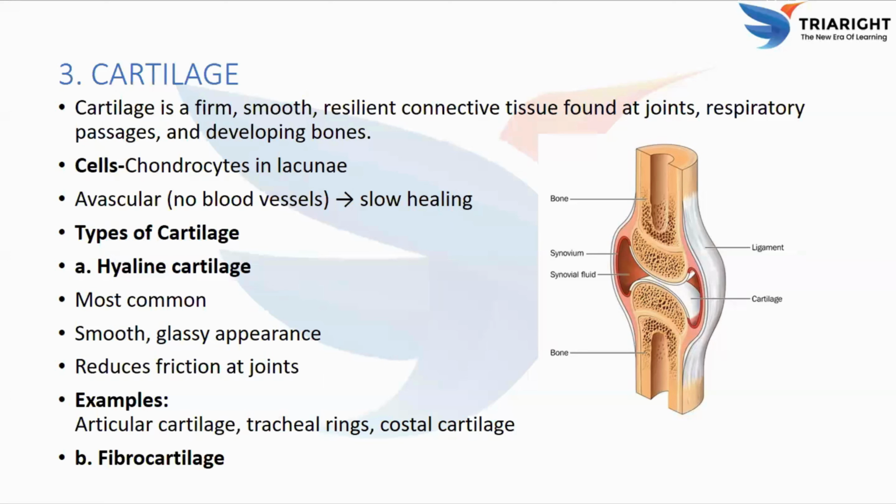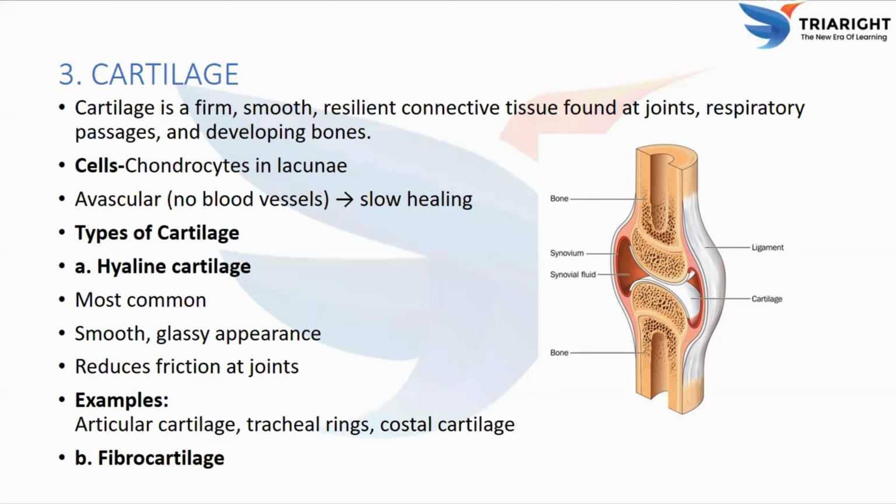It is a firm, smooth, flexible connective tissue. You can think of it as a cushion or a shock absorber between the bones. It is found within the joints, within the respiratory passages, and also in the developing bones in children.